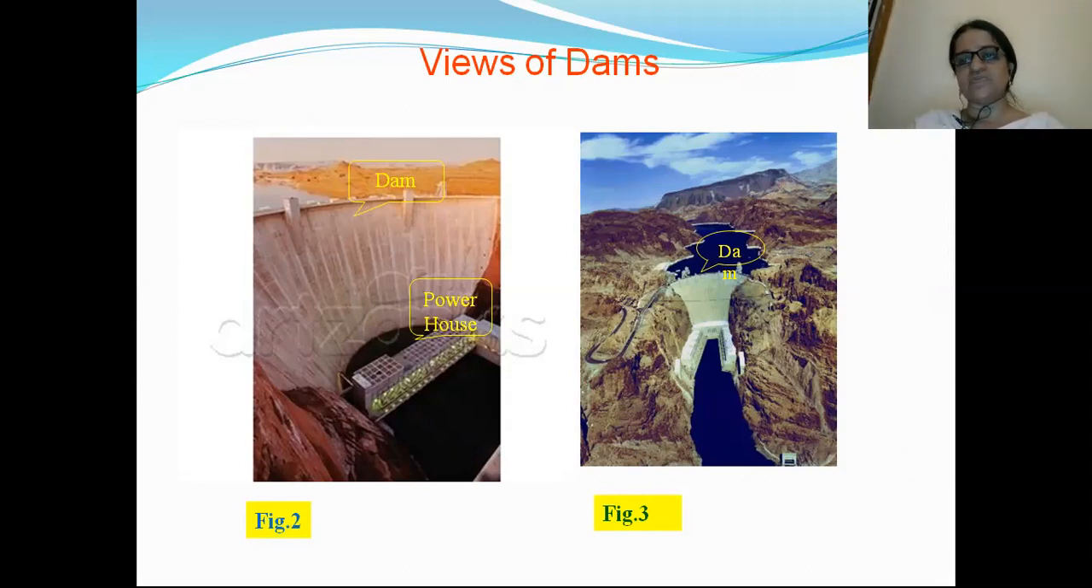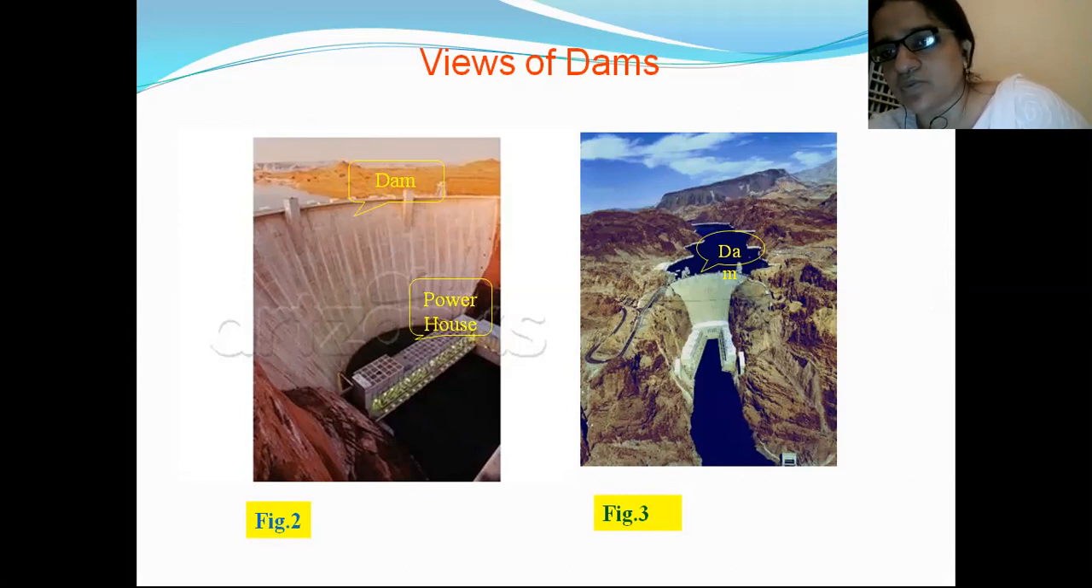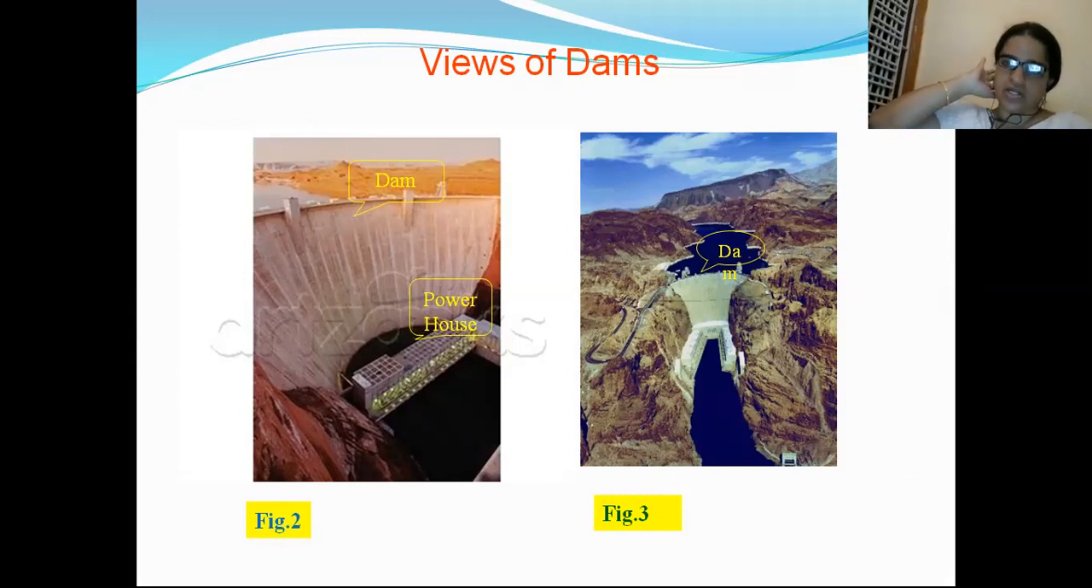What is the powerhouse? It is the place where you place the turbine and alternator, along with the substation and the transformer connected at the end of the alternator. This whole unit is called the powerhouse. The powerhouse is at the bottom and the dam is at the top, in order to pass the water easily and convert potential energy to kinetic energy, which finally gets converted into electrical energy. These are the two figures dealing with the views of the dams.